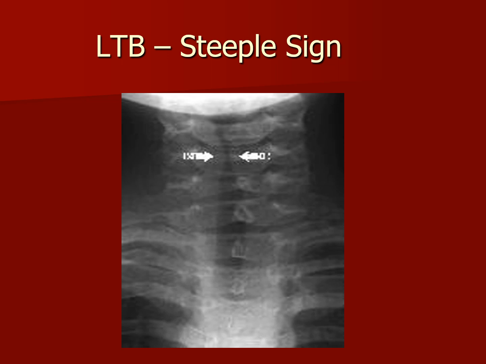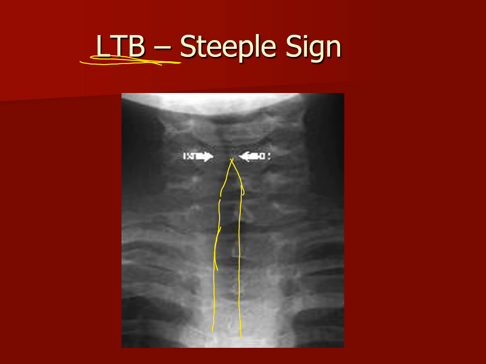So if we see what's called a steeple sign, you see how it narrows up there and you see the arrows pointing at it, right? This is the trachea. You see how the trachea comes to a narrow, like the steeple of a church? That's called a steeple sign. That means it's below the glottis, and therefore it's more likely to be LTB.